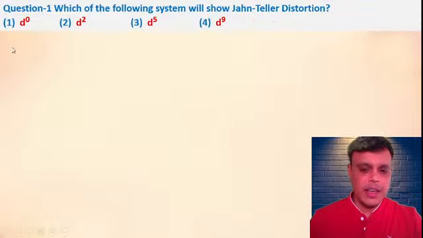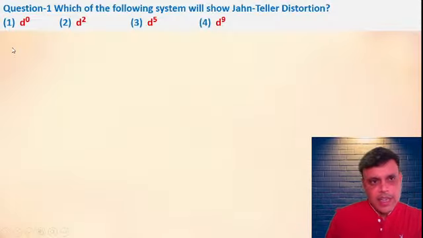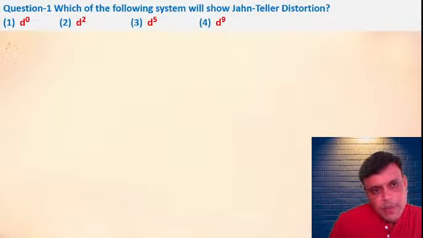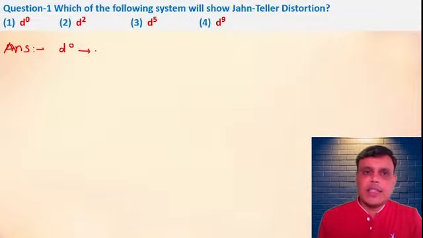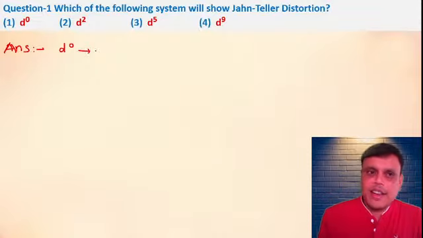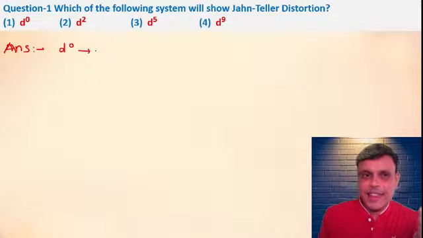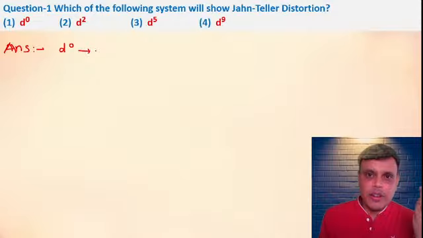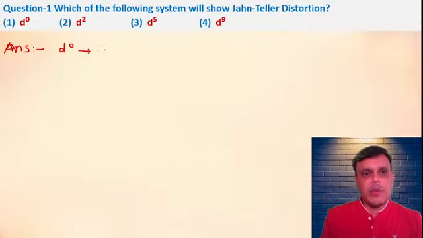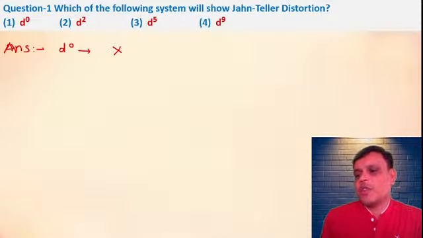Now let us take a D0 system. So D0 system means there is no electron. अगर इलेक्ट्रॉन्स ही नहीं है, so there is no question of Jahn-Teller distortion. इलेक्ट्रॉन्स ही नहीं है तो एक्सियल इलोंगेशन कहाँ से होगा और एक्सियल कंप्रेशन कहाँ से होगा। So it will not show the Jahn-Teller distortion.